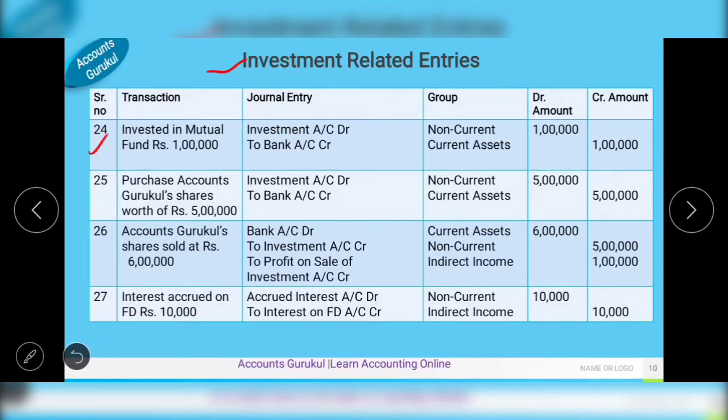Then the first is that we invested in a mutual fund, rupees 1 lakh. So in the mutual fund we have invested 1 lakh rupees, so what will be the accounting entry for it?